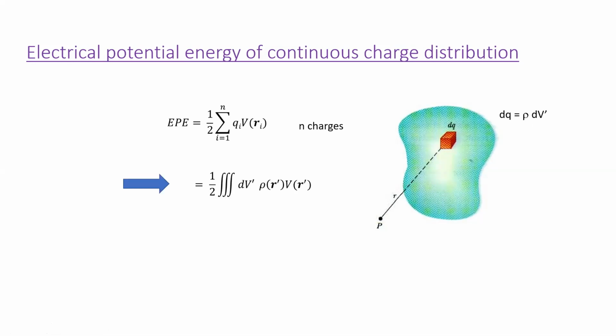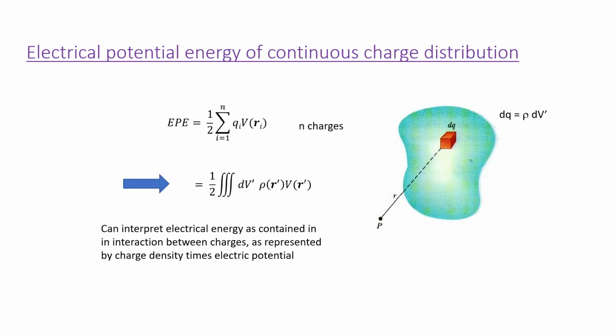Therefore, q_i, our charge, becomes dq, and dq is rho times dV prime. And then we have V of R_i, which will become V of r prime, because r prime is the variable which indicates the source of the charge distribution. The prime variable indicates that's where the charges are which are producing the electric potential here at the point P.